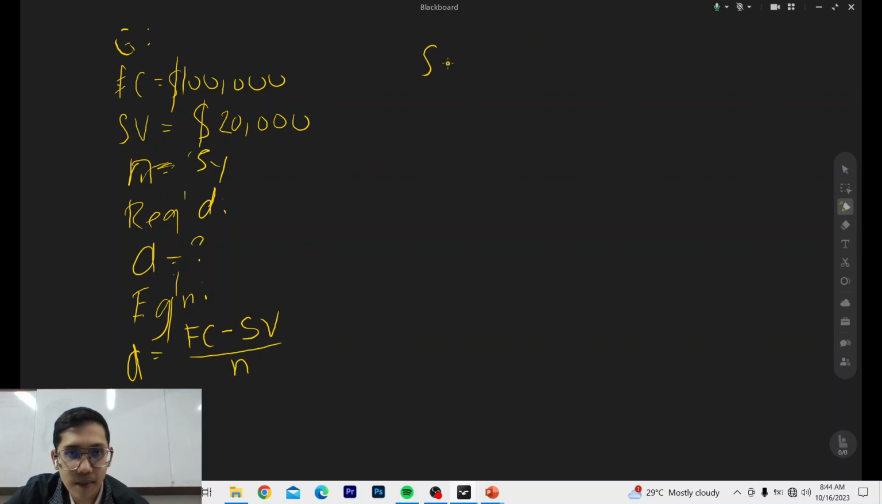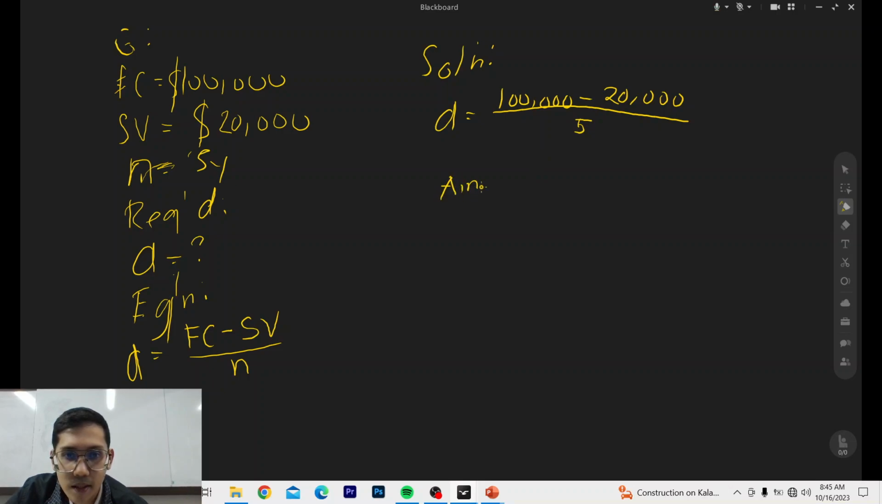So, our solution will be D is equal to 100,000 minus our salvage value of 20,000 over N is equal to 5. So, our answer will be D is equal to $16,000. So, ganyan lang naman siya kadali.